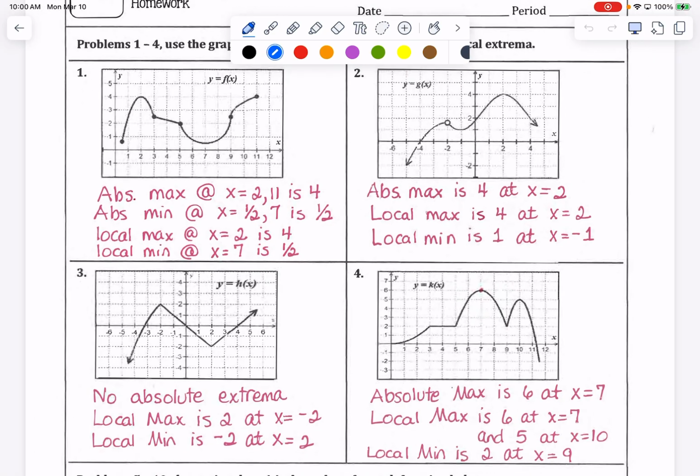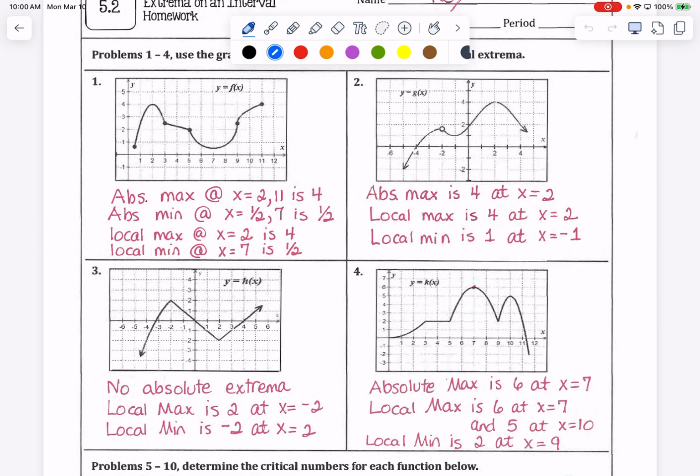All right, so everybody checked 1 through 4. I'm moving on. I don't think there's anything big on 1 through 4. Why does number 3 have no absolute max and min? Yeah, it's continuous up and down forever. Exactly.